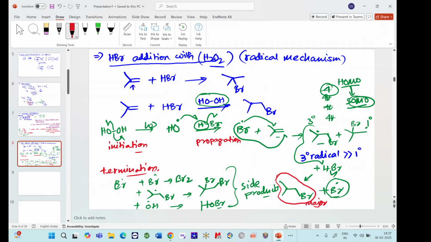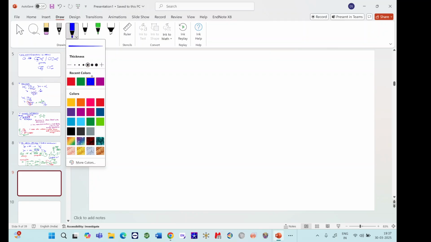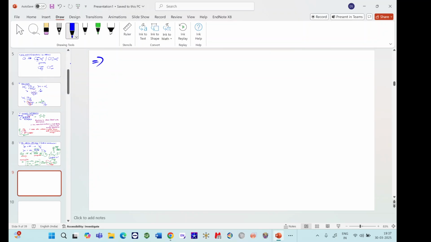Okay, now let us move to the next part. So with that, alkene part is over. We move to alkyne and their reactivity, right?